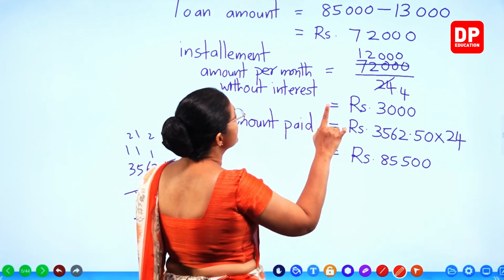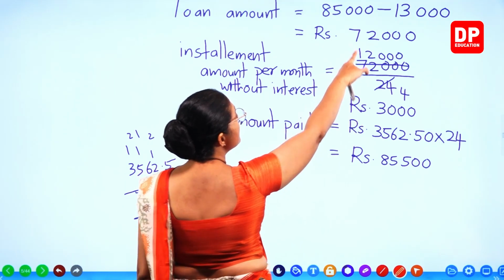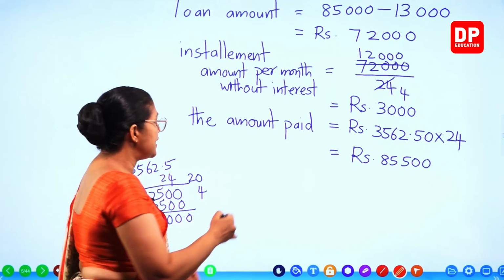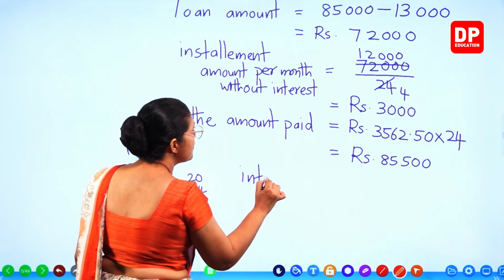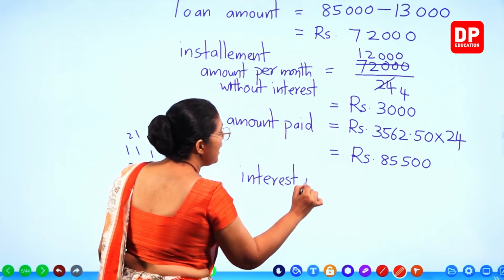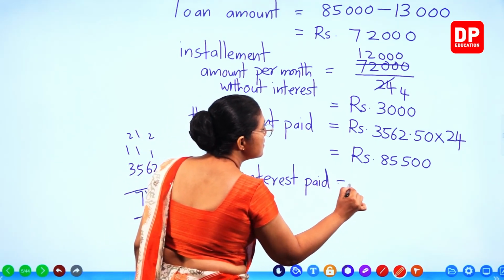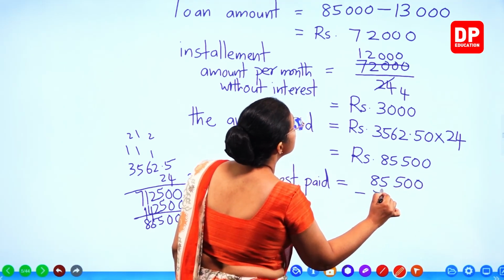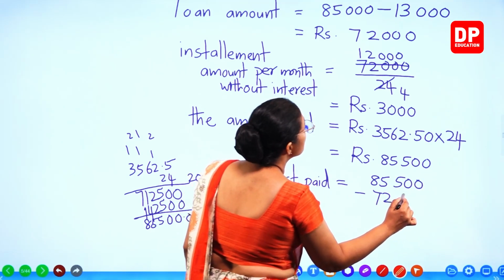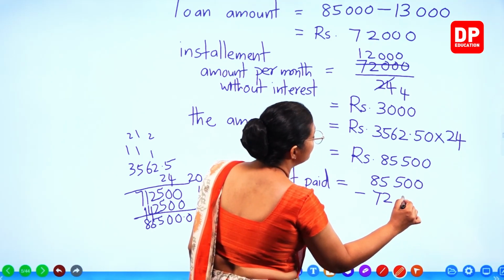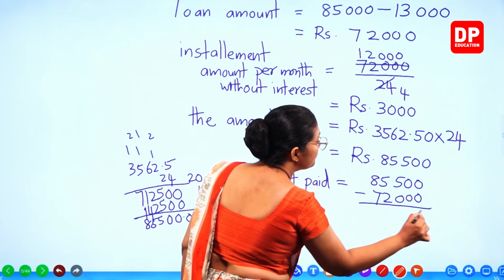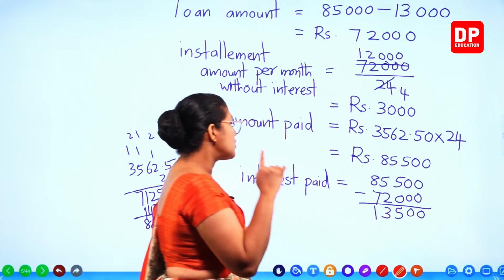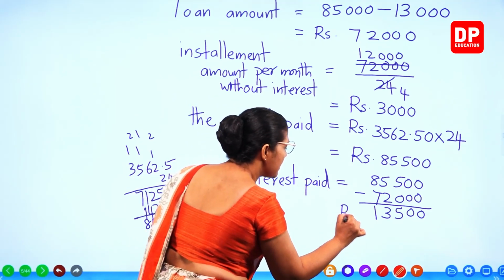So what is the interest then? Interest is the difference between the amount paid and the loan amount. So the interest paid is 85,500 minus 72,000. 13,500 rupees is the interest.